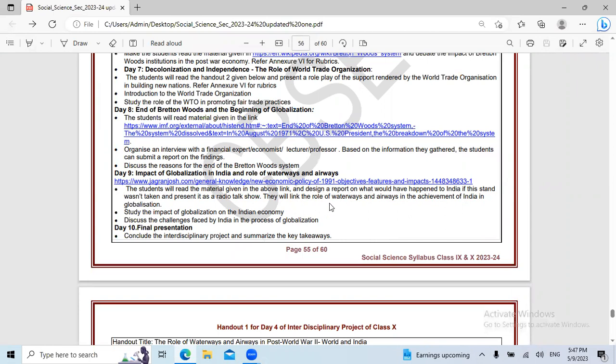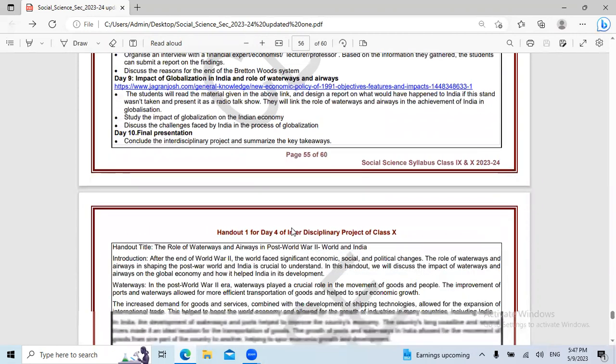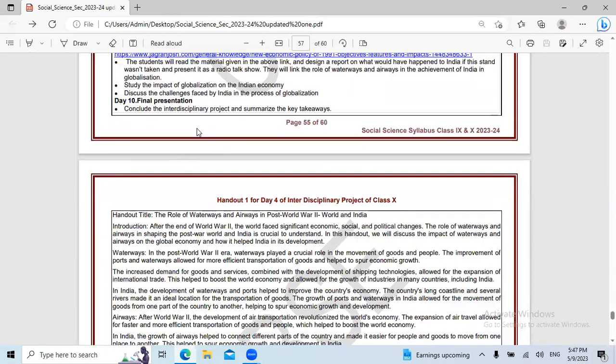They will link the role of waterways and the airways in the achievement of India in globalization, study the impact of globalization on the Indian economy, and discuss the challenges faced by India in the process of globalization. And last, 10th day is the final presentation: conclude the interdisciplinary project and summarize the key takeaways.